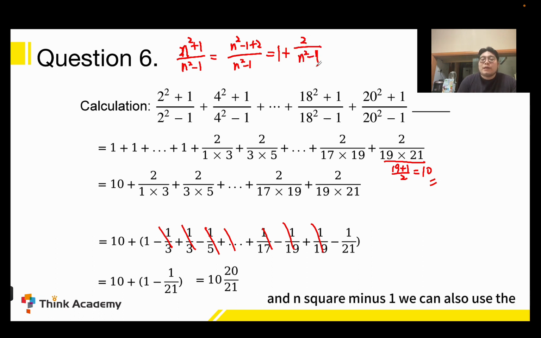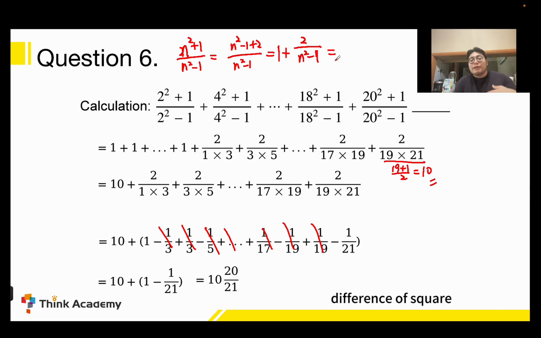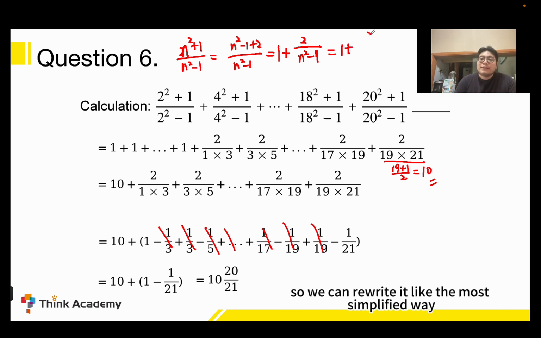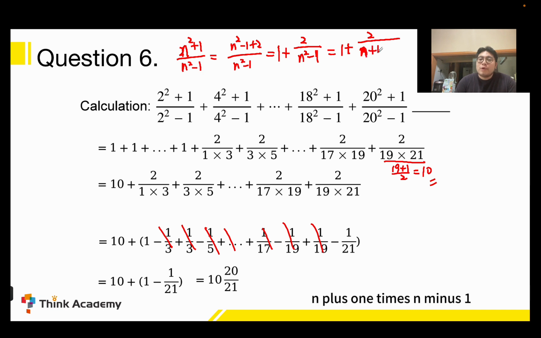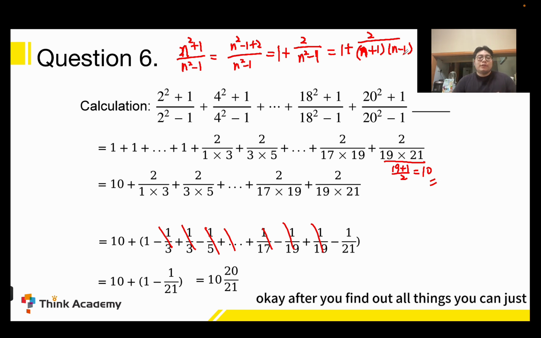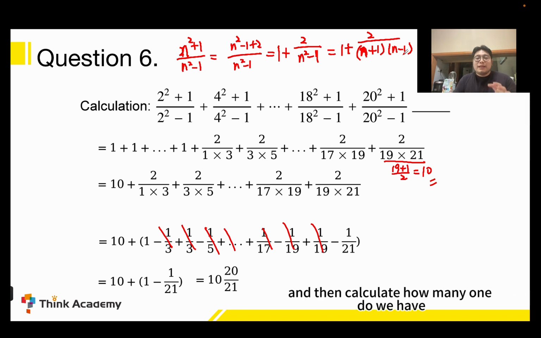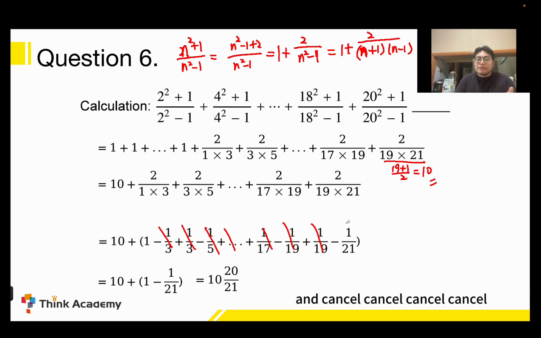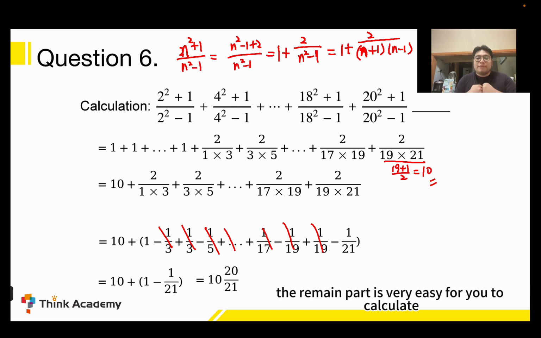And n squared minus 1, we can also use the difference of squares. So we can rewrite it in the most simplified form, n plus 1 times n minus 1. Okay, after you find out all these things, you can just separate all the fractions into 1 and another fraction, and then calculate how many 1s we have. After that, use the method of difference to separate all the fractions and cancel. The remaining part is very easy for you to calculate.